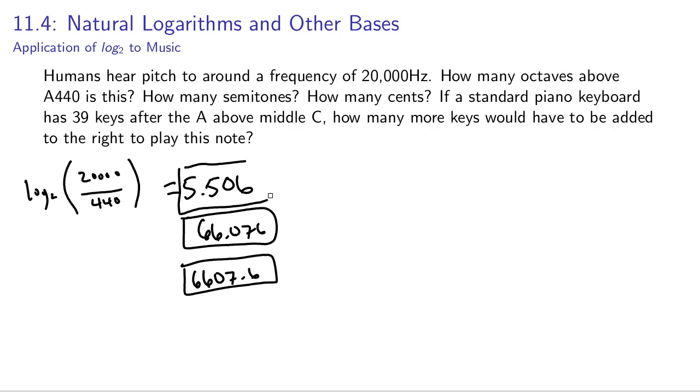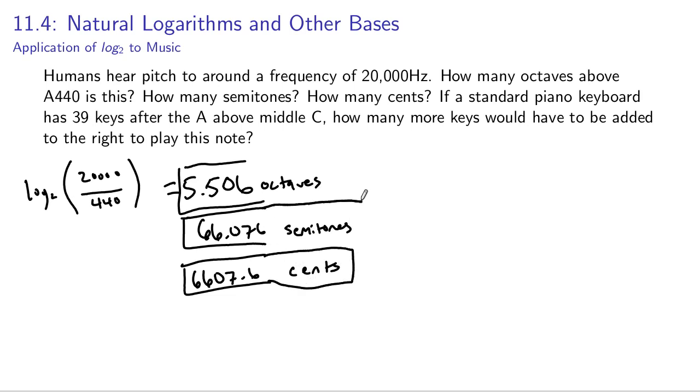And maybe we should write our units on these, since this is an application question. 5.506 octaves, 66.076 semitones, or keys on the keyboard, and 6,607.6 cents. In this context, of course, the cents being hundredths of semitones, which is the cent unit we use in music.